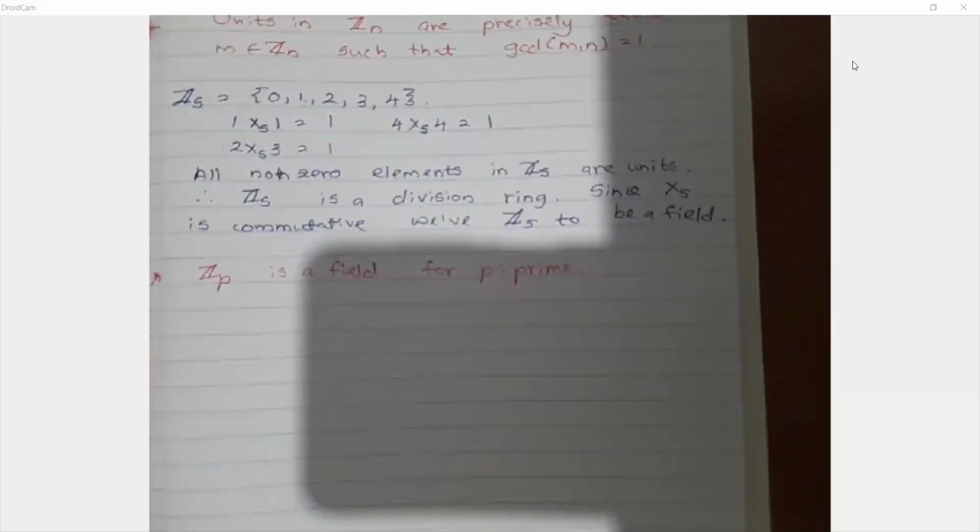So when it comes to Zp, and p is a prime number, what sort of elements do we have in Zp? We have all the elements starting from 0, 1, 2, up to p minus 1. All the non-zero elements are relatively prime to p. So all the non-zero elements must be units. So by definition, that's a division ring which is commutative, therefore it is a field.